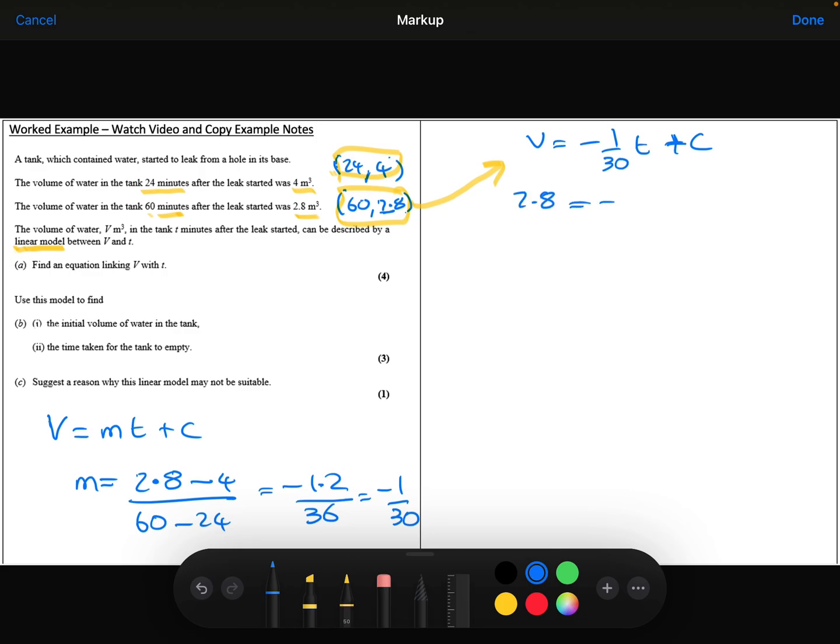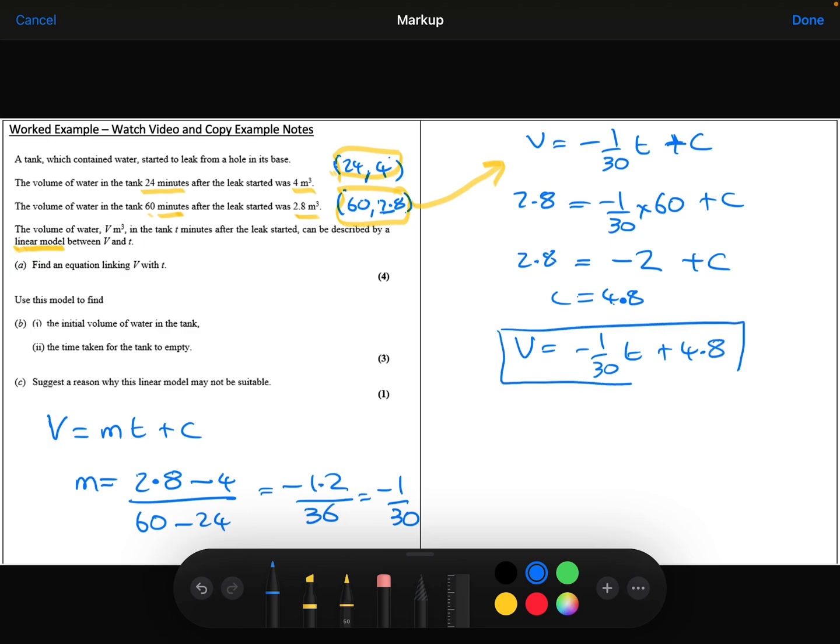So 2.8 equals minus 1 over 30 times 60 plus c. So the minus 1 over 30 times 60 will just be minus 2 plus c. So c is 4.8. And therefore my linear model will be v equals minus 1 over 30 t plus 4.8. That is my linear model for explaining how the volume of water depends on the time that has passed.